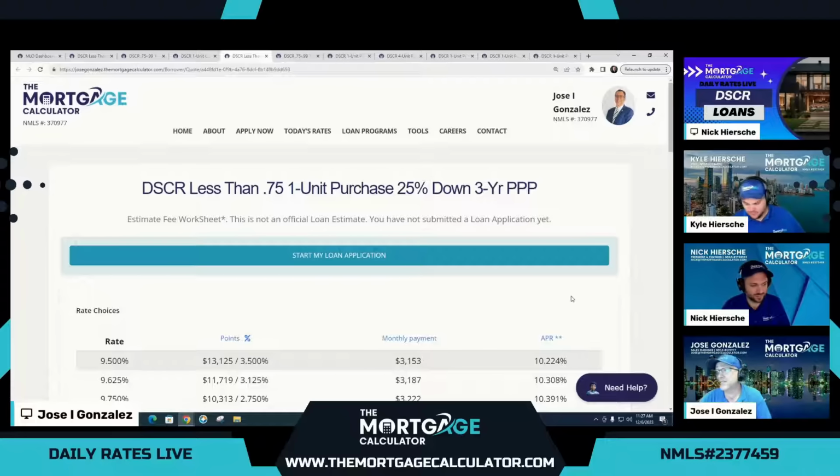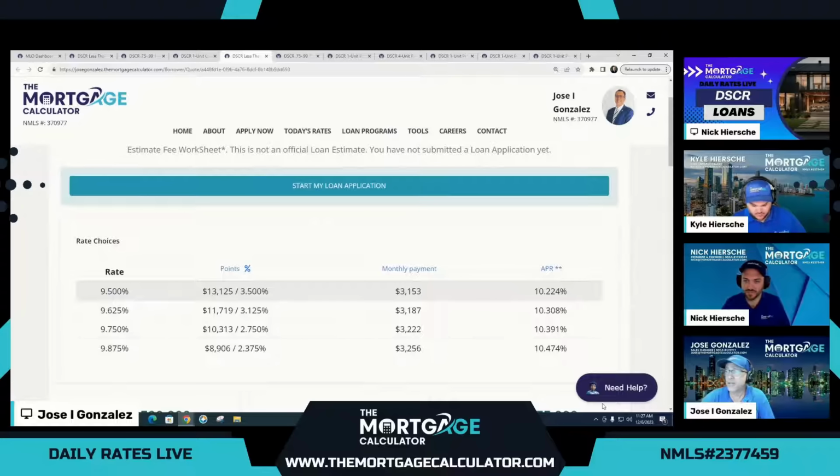Well, this is the one to make it happen right here. 25% down is all it takes. No ratio, and 9.875 is your lowest cost option, and you can buy that down to 9.5%.